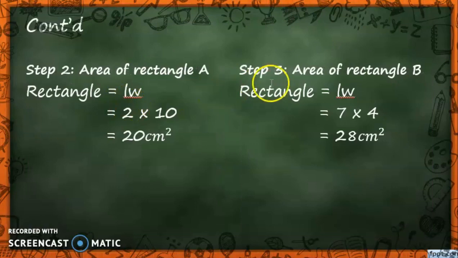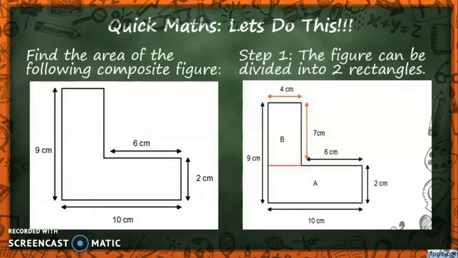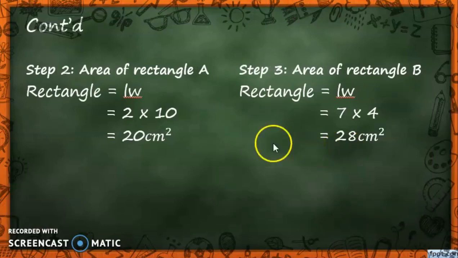Now step 3, area of rectangle B. The area is length times width, so 7 times 4, giving you 28 centimeters squared. Let's look back to check. Hence why we added these two new dimensions. It would have come in handy, and it did. So 7 centimeters times 4 gives you 28 centimeters squared.